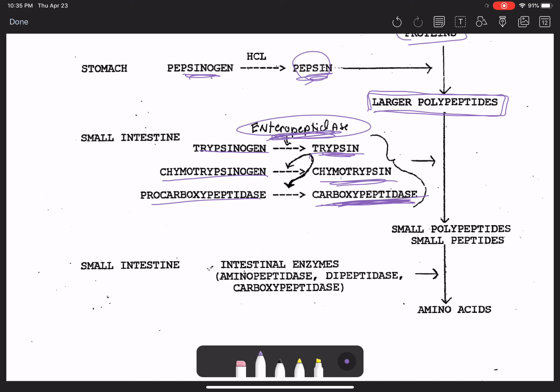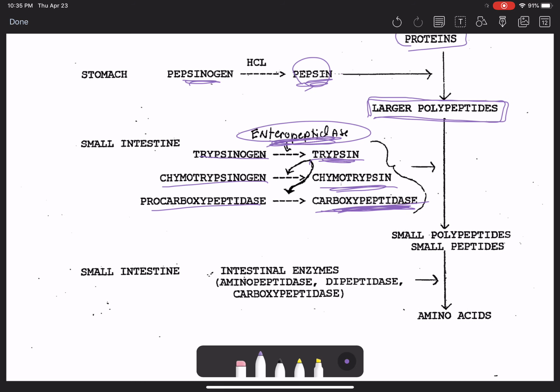Enteropeptidase has an interesting story, by the way, one of the first purified enzymes. So, chymotrypsin, trypsin, and carboxypeptidase are just going to do the same thing that the pepsin did, except that it's going on in the small intestine. We're going to take these larger polypeptides and break them down into smaller polypeptides.